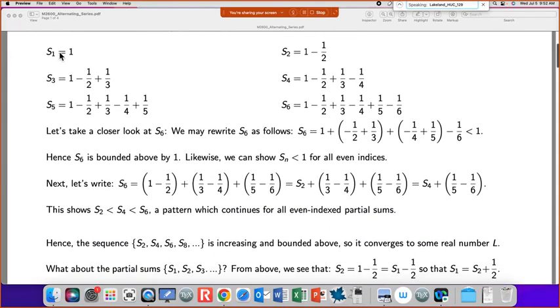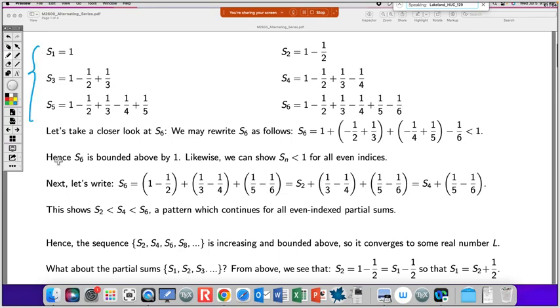So here they are. So we've got the odd numbered partial sums here and the even numbered partial sums here. Once again, S1 means you add up the first term. S2, you add up the first two terms. S3, first three terms, and so on. We all cool with that? And then we're just going to rewrite some of these even terms. Let's look at S6.